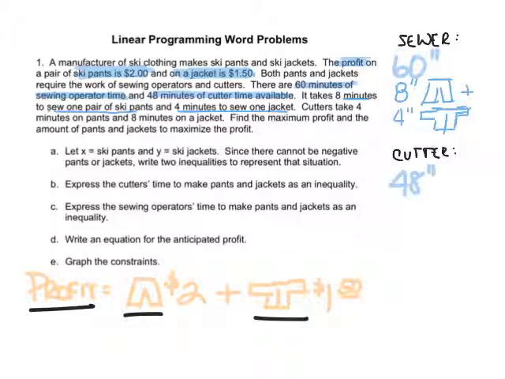Cutters take 4 minutes on a pair of pants. Okay, so right away I'm seeing a difference. 4 minutes for a pair of pants. And, that's a fun word because it means plus, 8 minutes on a jacket. So 8 minutes on a jacket.